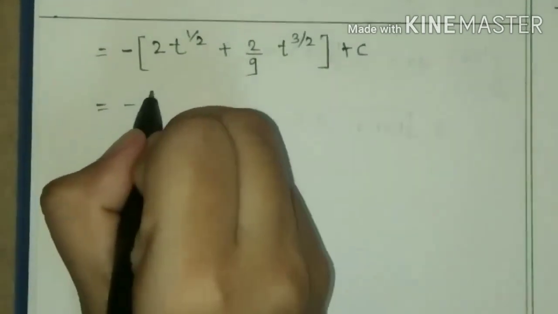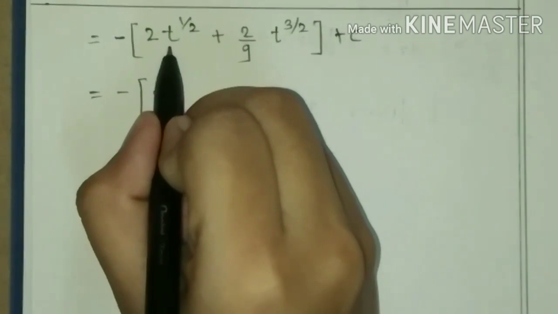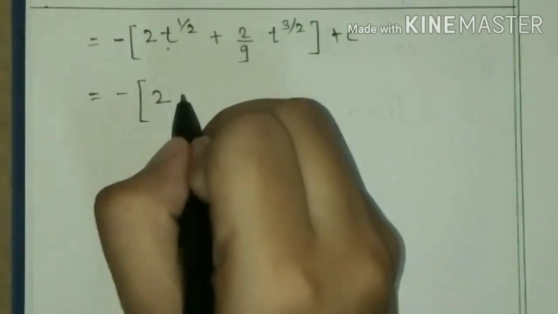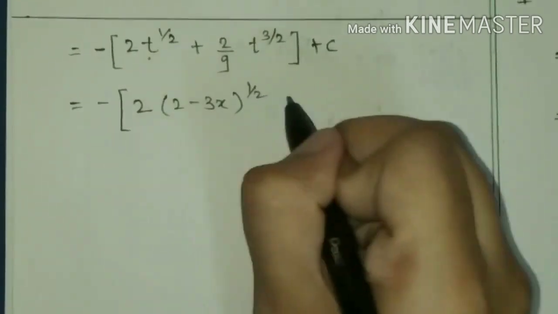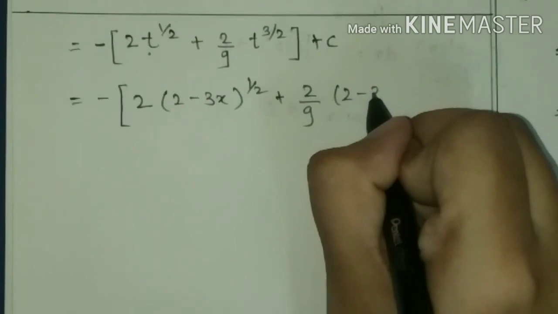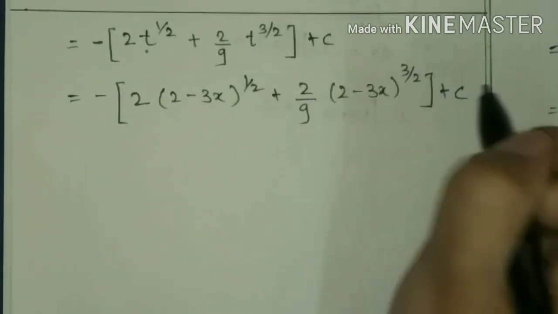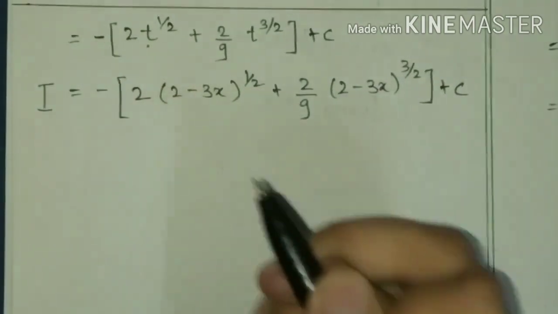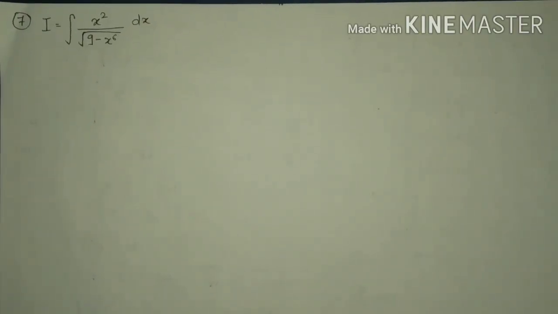So minus, when we resubstitute, the value for t is nothing but 2 minus 3x. So just write 2 minus 3x raised to half plus 2 by 9, 2 minus 3x raised to 3 by 2, plus c. So we are finished with another problem as well. So let's begin with the next sum.